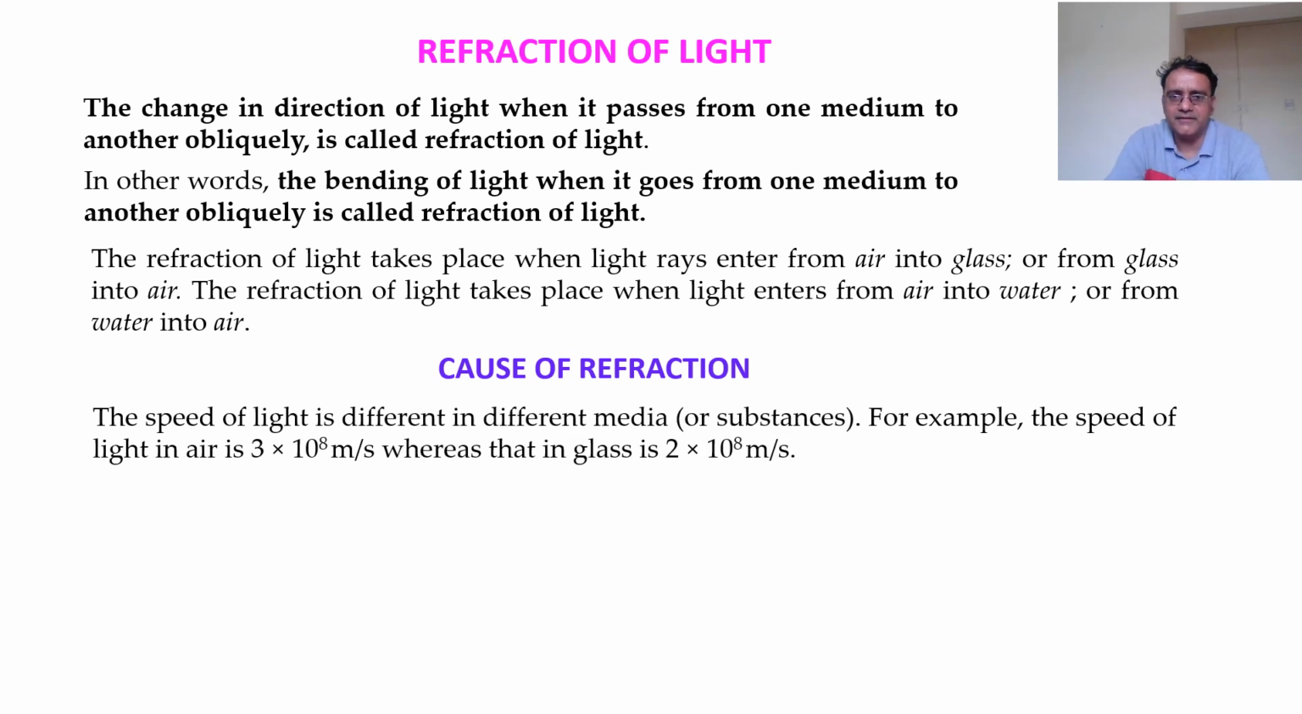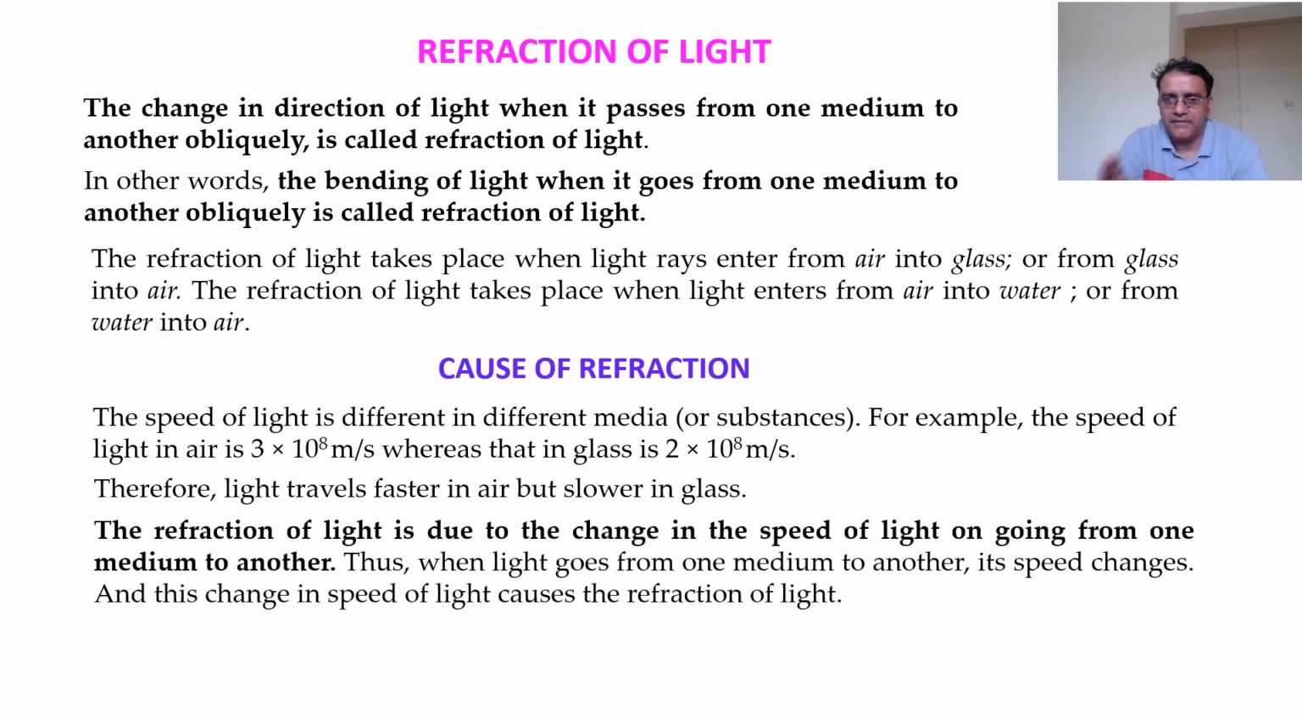So the speed of light is different in different mediums. For example, as I already told you, the light travels faster in air but slower in glass. And the refraction of light is due to the change in the speed of light on going from one medium to another medium. Thus, when light goes from one medium to another medium, its speed changes, and this change in speed of light causes the refraction of light. So this is the main reason why the refraction happens, why the bending of light happens.